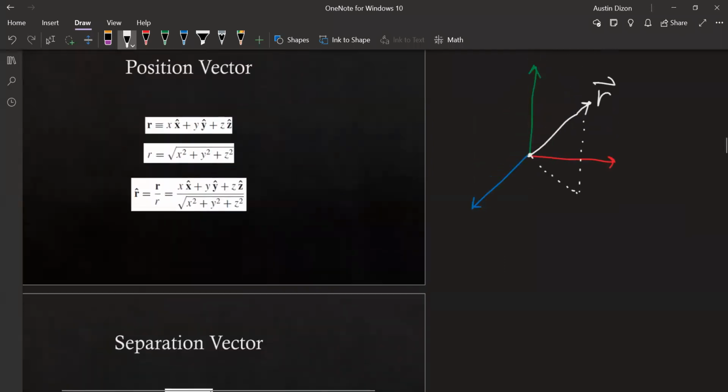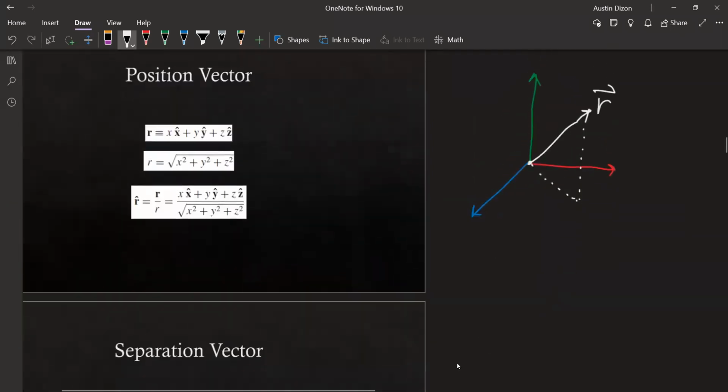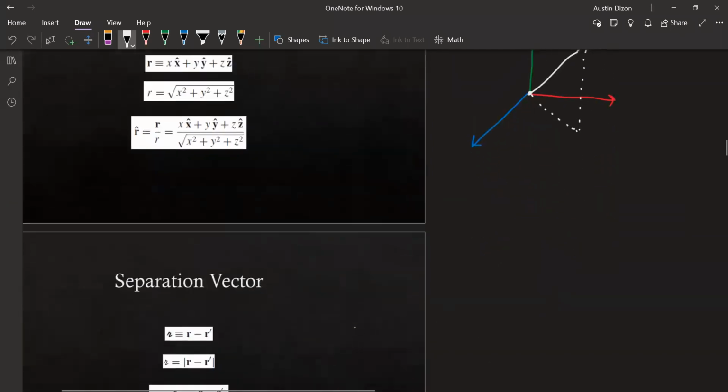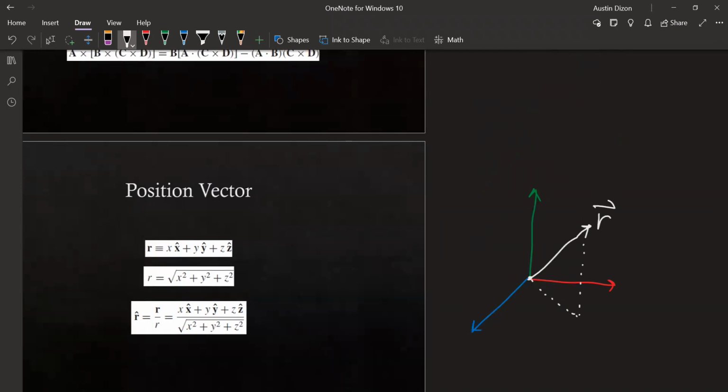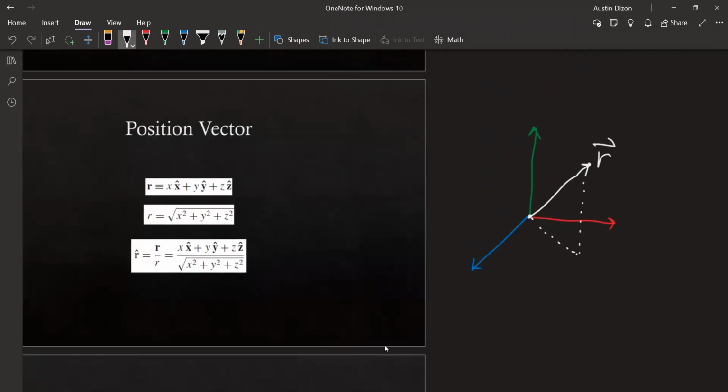Hindi ko magalaw yung number. Nakakainis. Okay. Anyway, hindi ko siya iuusog. Mag-visit lang ako.